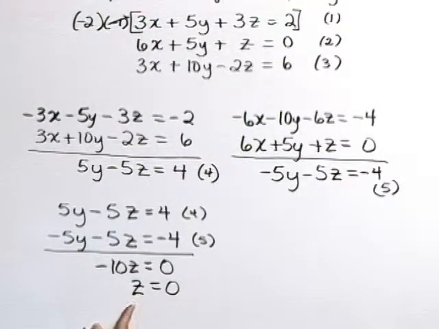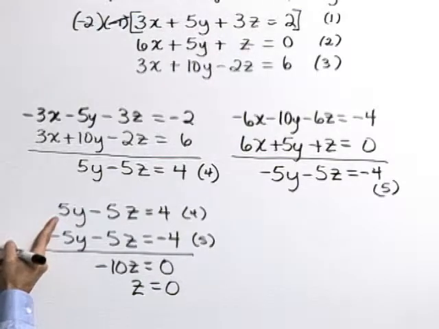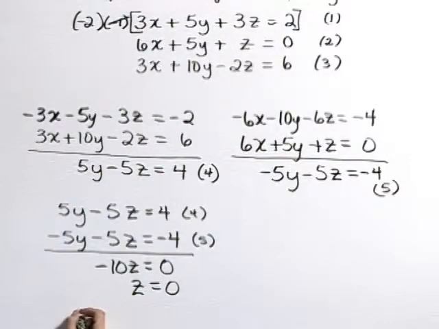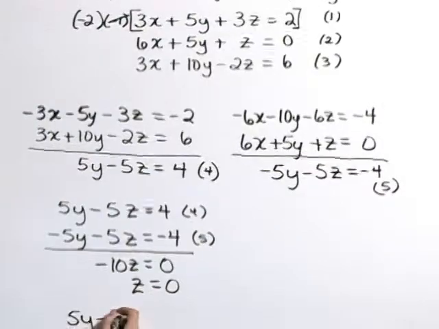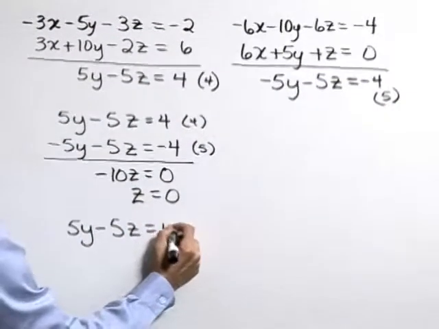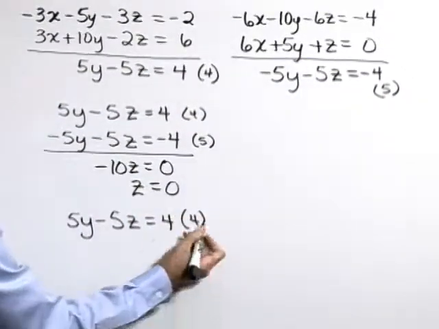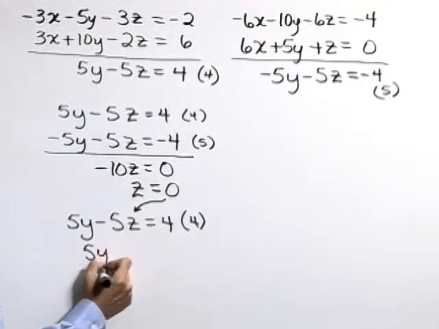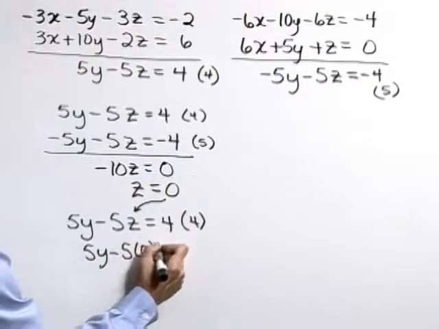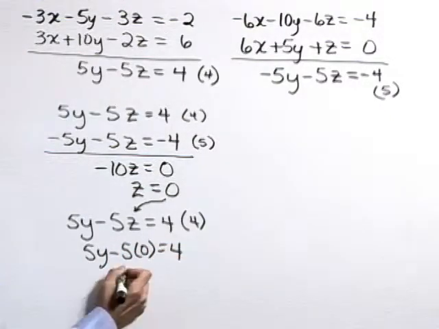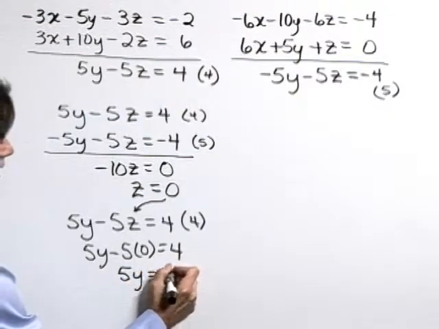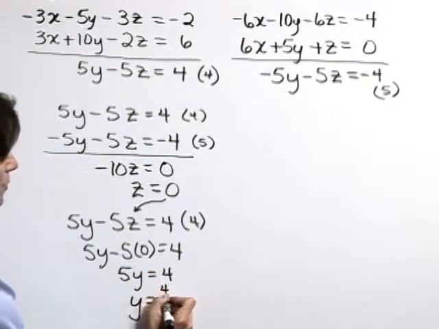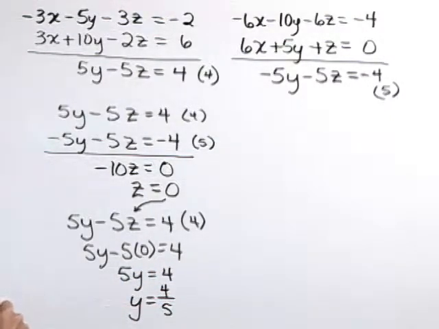So we found the value for one of our variables. We found the value for z. Now let's go back to equation 4 and solve for y. Equation 4 is 5y minus 5z is equal to 4. That's equation number 4. Let's substitute z equals 0. So 5y minus 5 times 0 is 4. In other words, 5y is 4, or y is equal to 4/5.